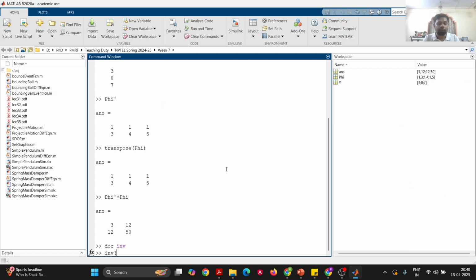So inverse of phi transpose phi. So this is how we can compute the inverse. So our least square estimate of the parameter vector theta ls is phi transpose phi inverse into phi transpose y.